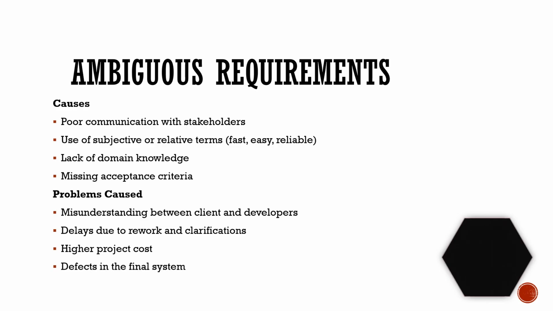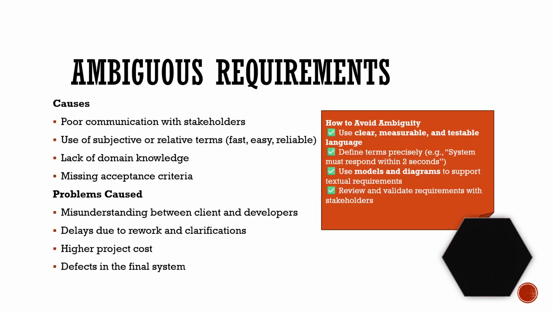What are the basic causes of ambiguous requirements? It could be poor communication with stakeholders, use of subjective language, just as we have used, fast, user-friendly, etc. Lack of domain knowledge, missing acceptance criteria, and so on. What problems does it cause? Misunderstanding between client and developers, delay due to rework and clarification, high project costs, and defects in the final system.